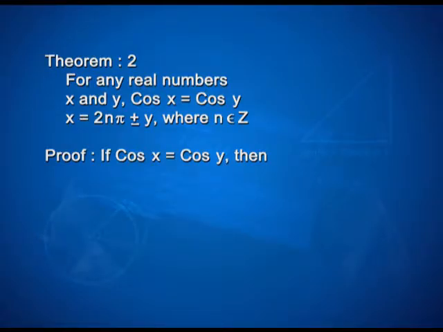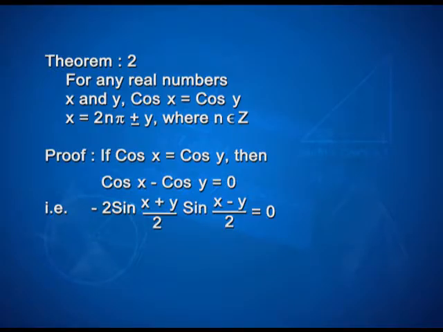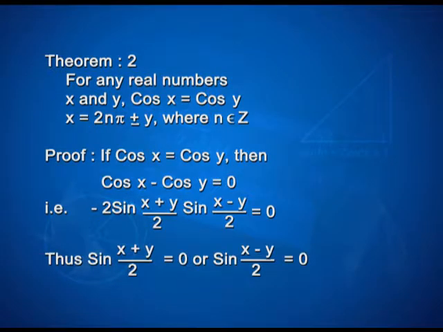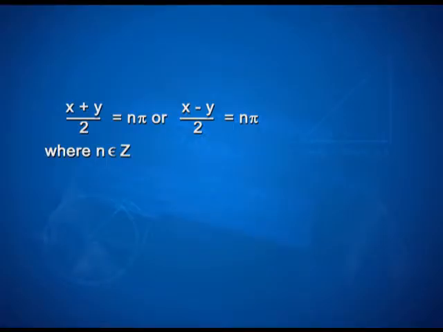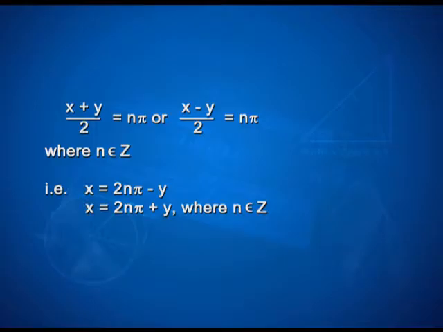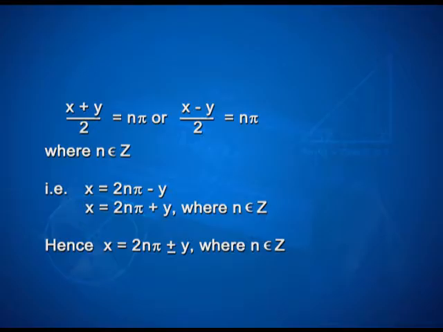If cos x is equal to cos y, then cos x minus cos y is equal to 0, that is minus 2 sin of (x plus y) upon 2 into sin of (x minus y) upon 2 is equal to 0. Thus, sin of (x plus y) upon 2 is equal to 0, or sin of (x minus y) upon 2 is equal to 0. Therefore, (x plus y) upon 2 is equal to n pi, or (x minus y) upon 2 is equal to n pi, where n belongs to z. That is, either x is equal to 2n pi minus y, or x is equal to 2n pi plus y, where n belongs to z. Hence, x is equal to 2n pi plus or minus y, where n belongs to z.